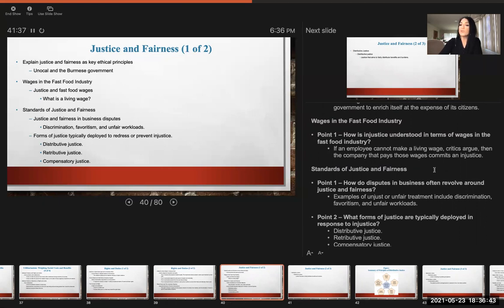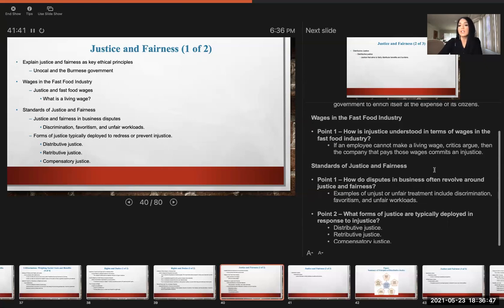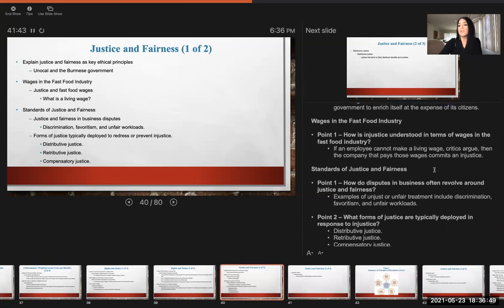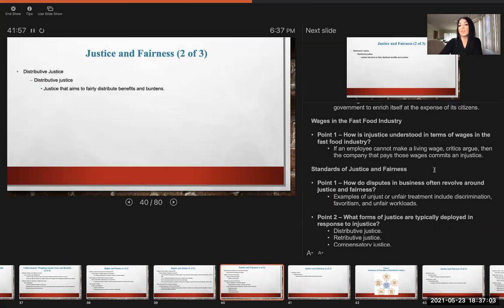So how do disputes in business often revolve around justice and fairness? Examples of unjust or unfair treatment include discrimination, favoritism, and unfair workloads. What forms of justice are typically deployed in response to injustice? We look at distributive justice, retributive justice, as well as compensatory justice.